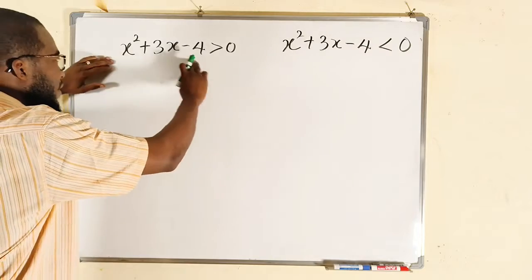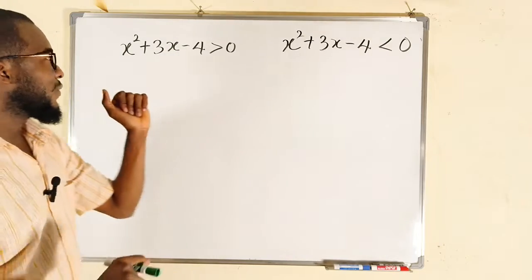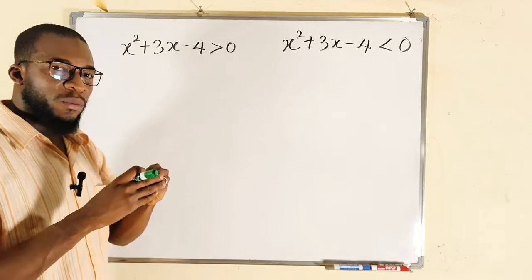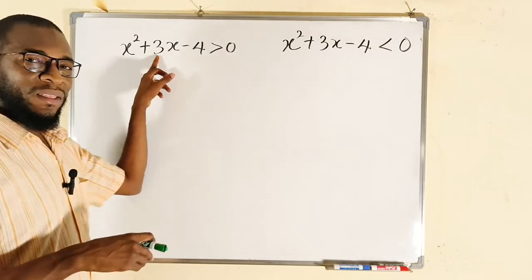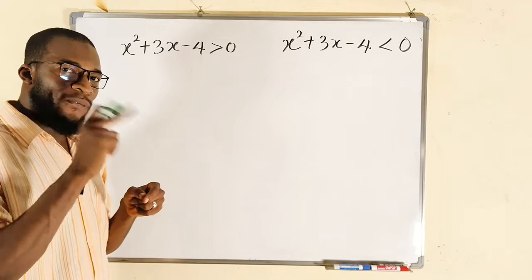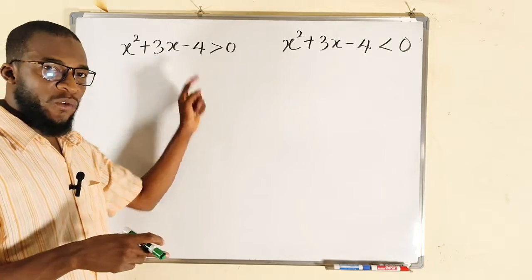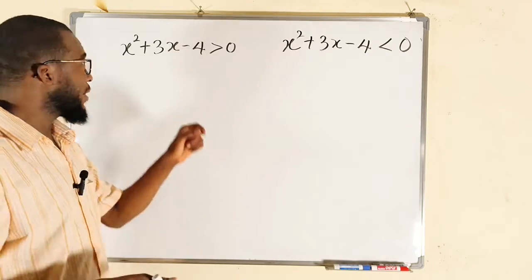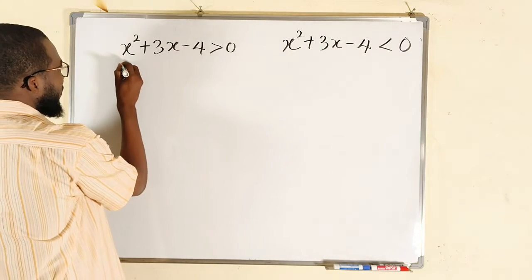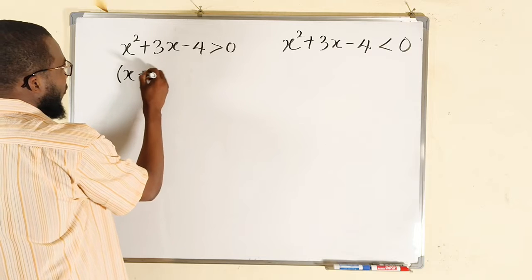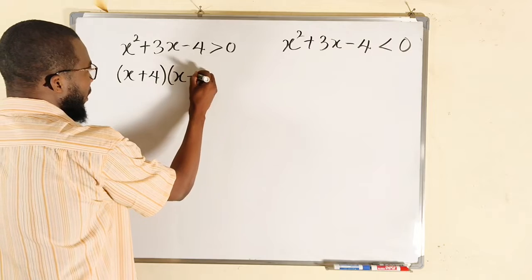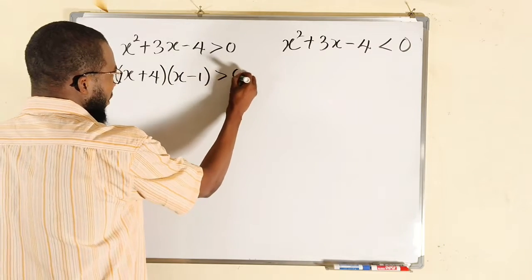Let us try to factorize this because it is factorable. Think of two numbers you can multiply together to get -4, but once you add the two numbers together, you shall obtain 3. And the numbers are -1 and +4, because 4 times -1 will give us -4, and 4 plus -1 is the same thing as 4 minus 1, which is 3. So we can write this as (x + 4)(x - 1) > 0.